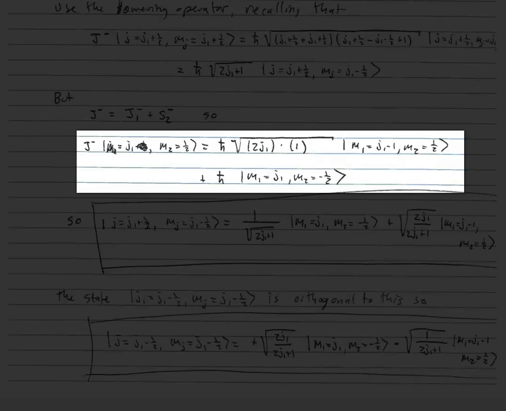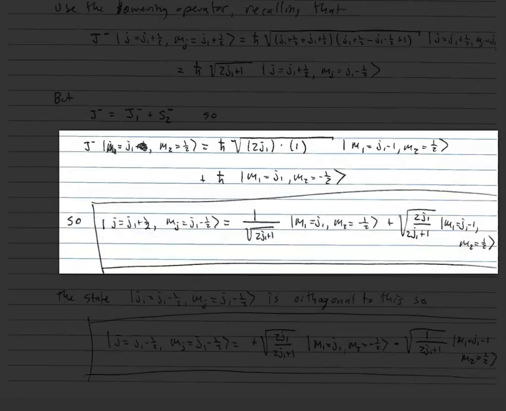And you can see those coefficients are no longer balanced like they were when the j1 and j2 were each equal to a half. But this allows us, we then divide both sides by the h bar square root of 2j1 plus 1, and we immediately get that the state j equals j1 plus a half, mj equals j1 minus a half is given by 1 over the square root of 2j1 plus 1, m1 equals j1, m2 equals minus a half, plus the square root of 2j over 2j plus 1, the state m1 equals j1 minus 1, m2 equals a half.